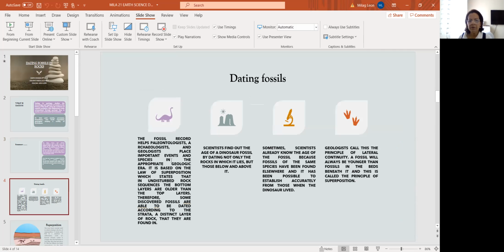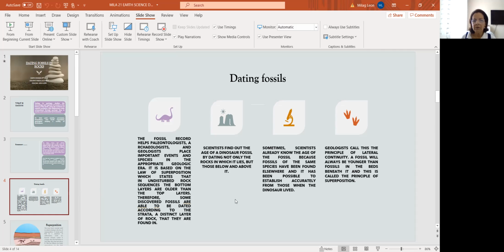Dating fossils, we're going to mention the dating record that helps paleontologists, archaeologists, and geologists in general to place an important event in the species in the correct place of the geologic time scale. We will talk about the law of superposition of layers.